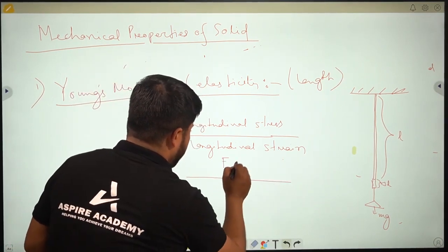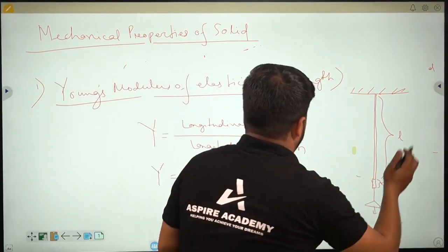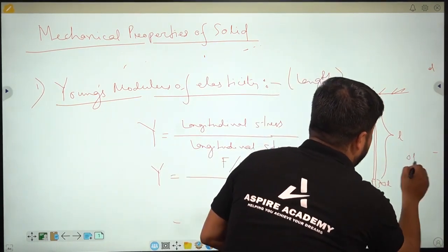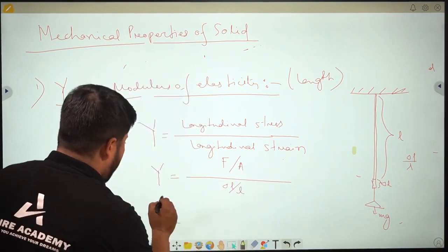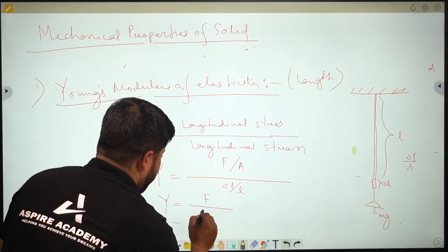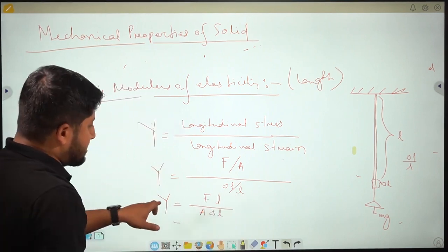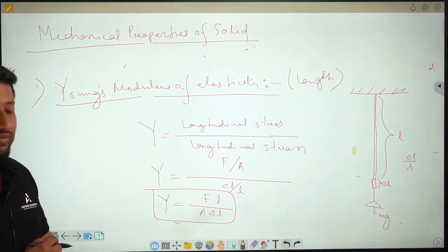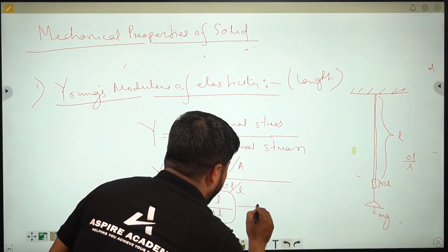Longitudinal stress is force by area. So what is the longitudinal strain? Del L by L. We already discussed that. Longitudinal strain is equal to del L by L. So now place del L by L here. Now Y is equal to F by A, L into del L. So this is the formula for Young's modulus of elasticity. We can represent this another way.